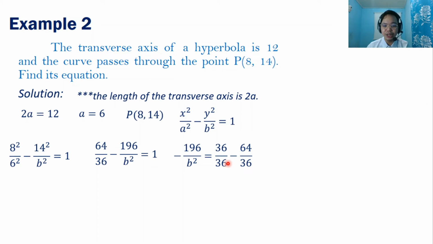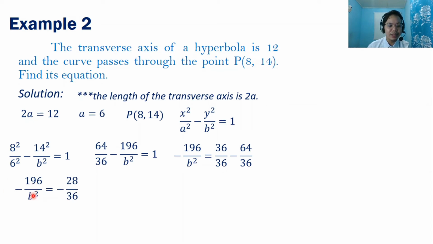So, why do we need to change to 36 over 36? Kasi pag sa fraction, di ba, we cannot subtract or add kapag dissimilar fraction sila. So, pinagtulad lang natin yung denominators. So, kung ano yung denominator ng 64 over 36, yun din yung magiging value ng ating 1. So 36 over 36.